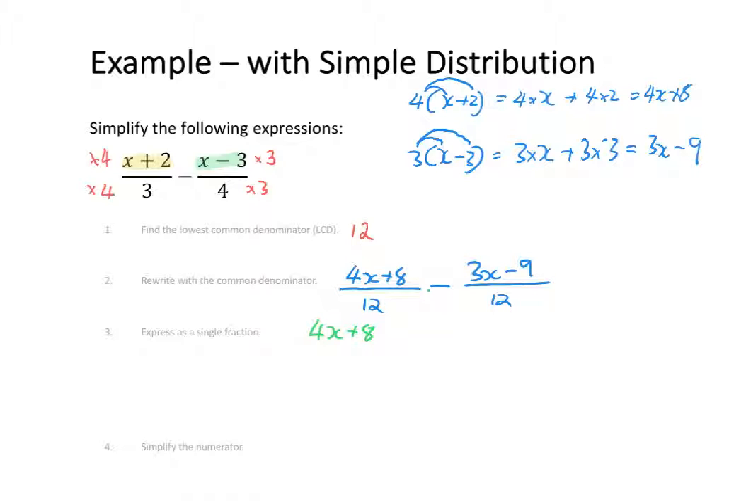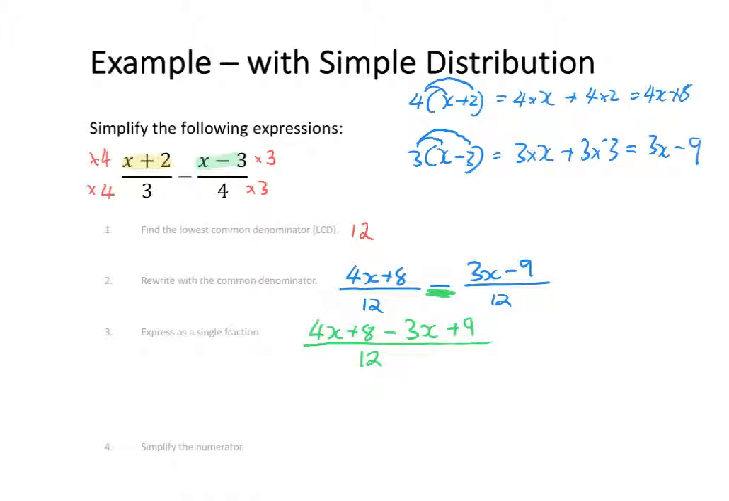Now I need to continue using my minus operation sign. So that is going to become minus 3x and then minus negative 9. When I'm subtracting a negative number, it's going to become an addition. So plus 9. And that is going to be over 12. Now that I've expressed it as a single fraction, I can go ahead and simplify my numerator.